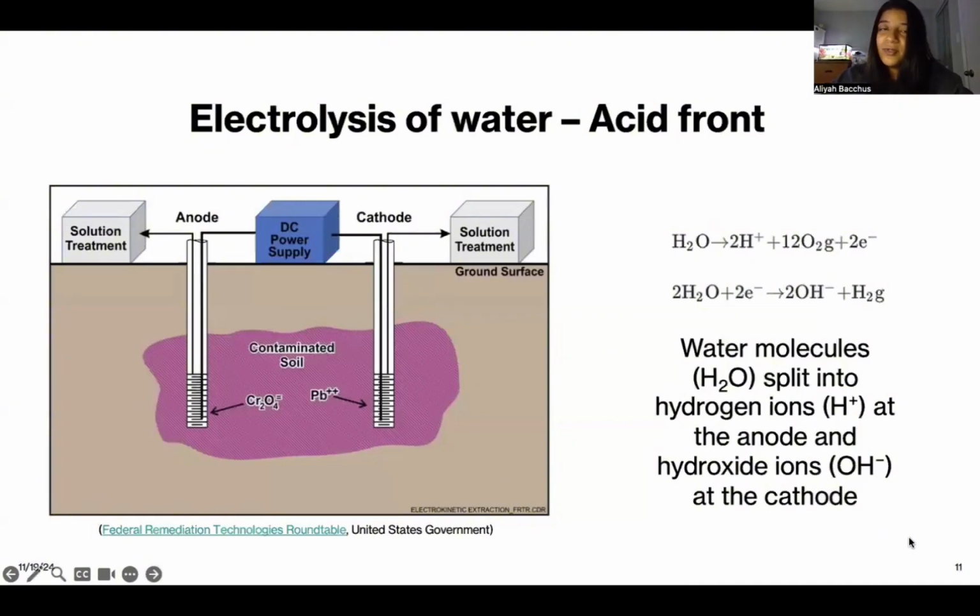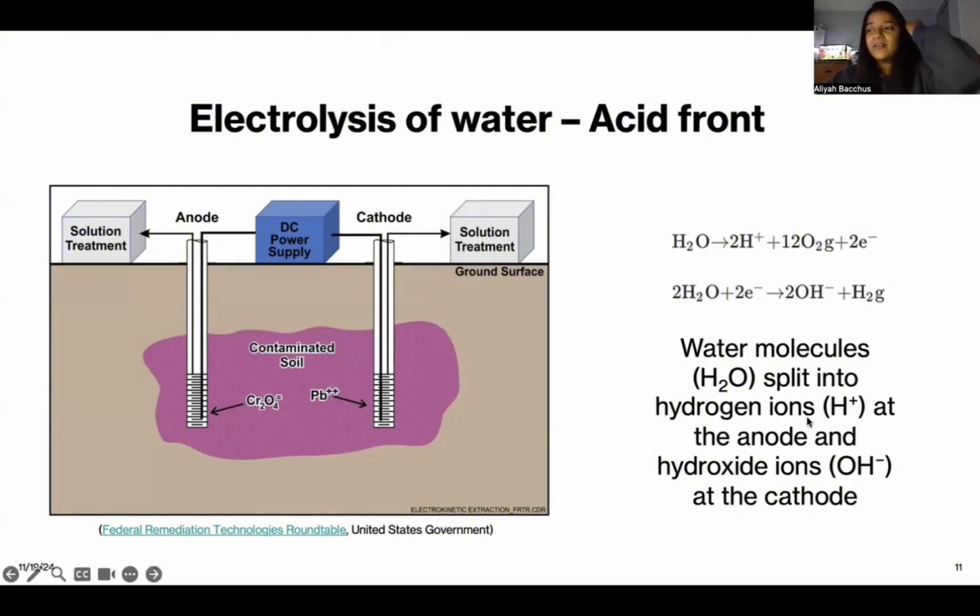There are other additional forces included in this process, like advection, where water moves from high to low pressures, and diffusion, which is the movement from high to low concentrations, which further aid in contaminant transport. However, one of the most crucial reactions here is the electrolysis of water, which splits water molecules into hydrogen ions at the anode and hydroxide ions at the cathode.